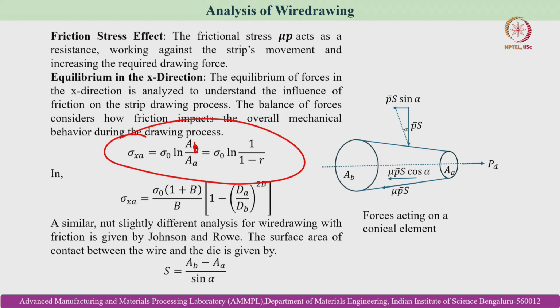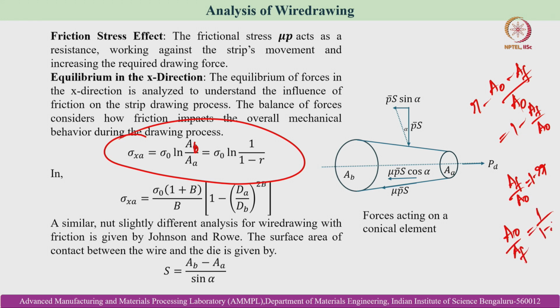As we have known, the area ratio R is equal to A 0 minus A f by A 0, that is, the initial minus final area divided by the initial area. So, 1 minus A f by A 0. That means A f by A 0 is equal to 1 minus R. Then A 0 by A f is equal to 1 by 1 minus R.